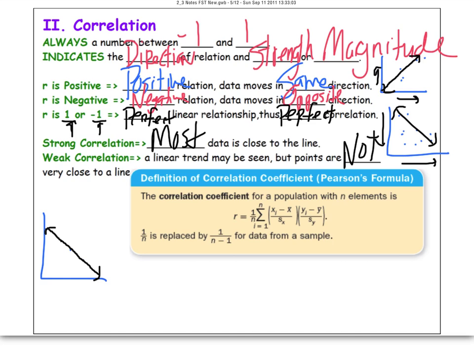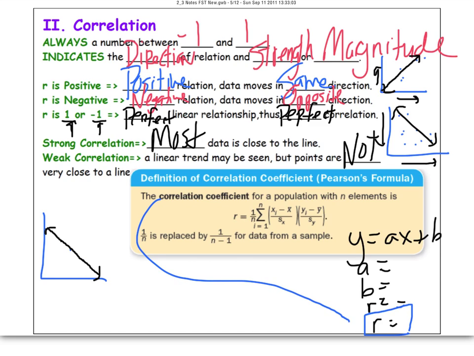Now, when we do a linear regression on the calculator, it gives y equals ax plus b, and it tells us the a and the b. It also shows two other variables: an r squared and an r. This r value that the calculator gives back is the correlation. You will not have to worry about this computation at all, but just know the calculator takes care of it.